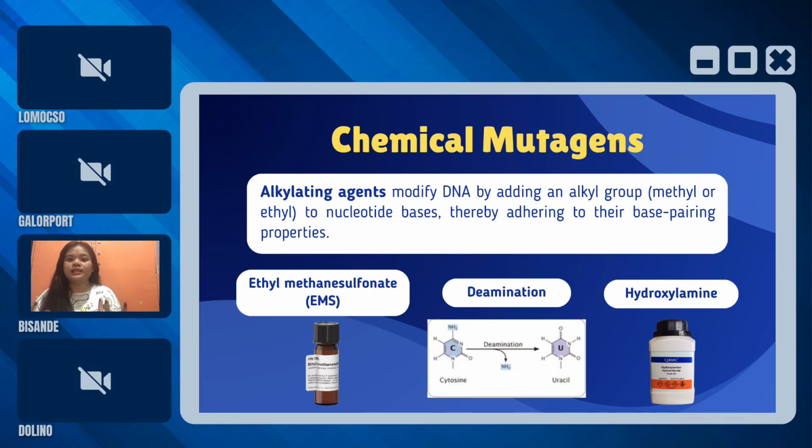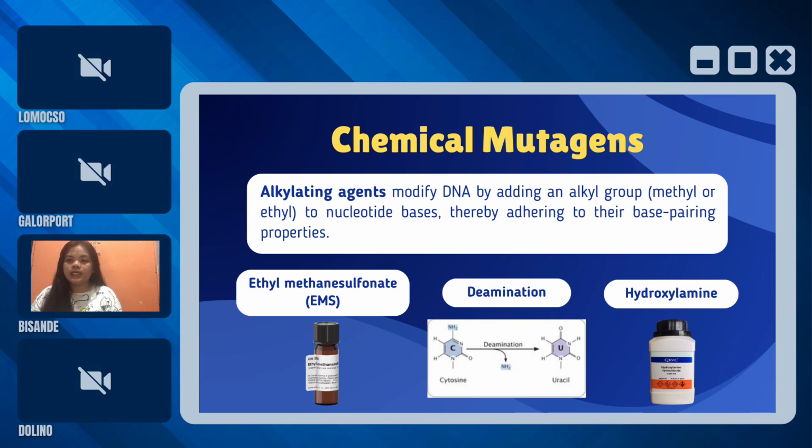And next slide, we're going to talk about the alkylating agents. Now, alkylating agents modify DNA by adding an alkyl group, let's say methyl or ethyl, to the nucleotide bases, thereby altering base pairing properties. And our examples of this are ethyl methane sulfonate, or what we call EMS. We also have deamination, and we also have hydroxylamine. So I'm going to talk about the meaning of each, and then in the next slide we will see what I mean. So the first one is ethyl methane sulfonate, or EMS.